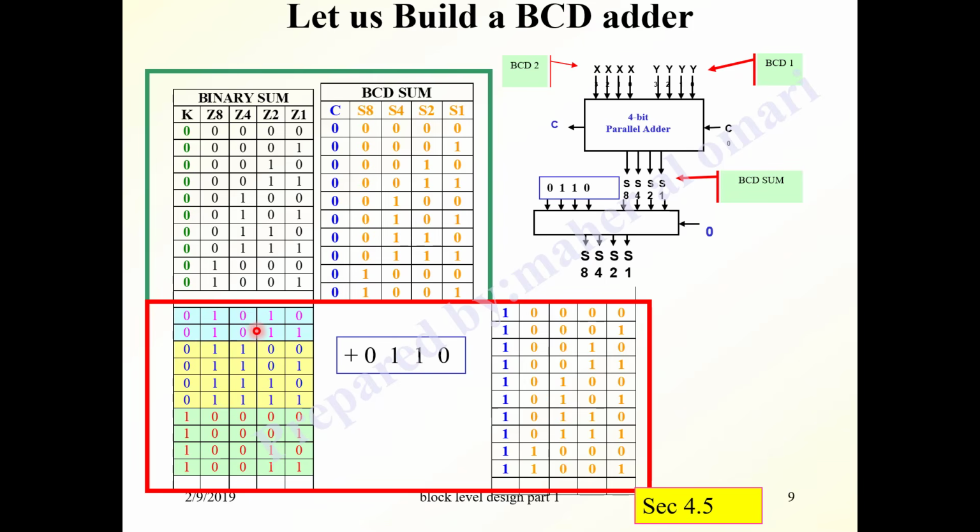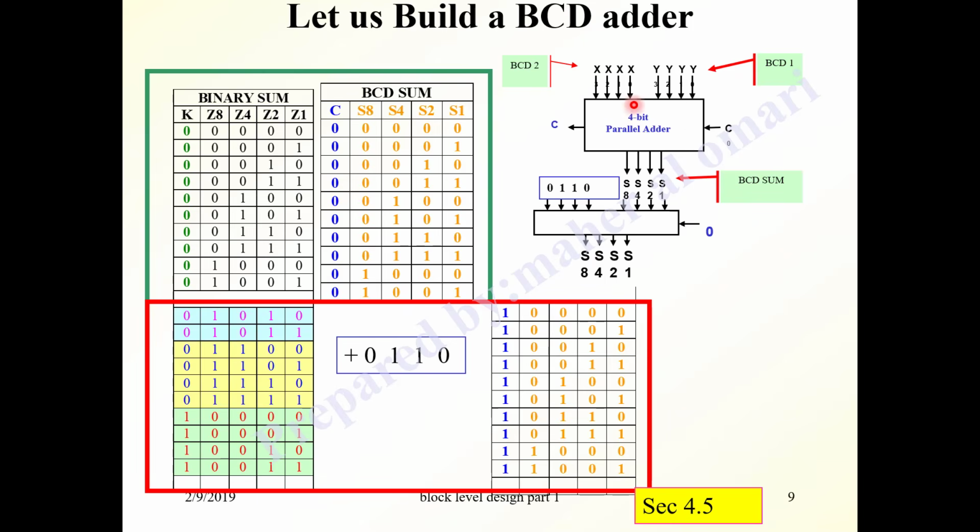If I add 6 to each one of these, I will get the equivalent BCD here. Look, add this number here to 6. You will get 10 in BCD. Add this number here to 6. You will get 11 in BCD. Add this number in binary to 6 in binary, you will get BCD 19.